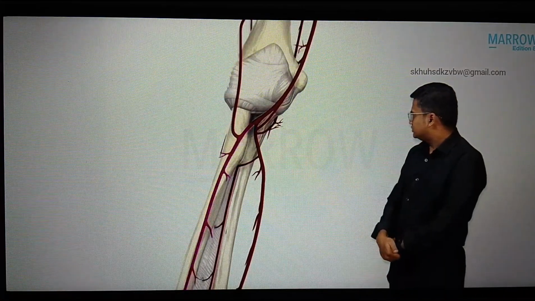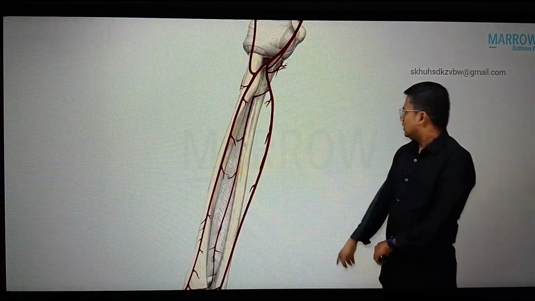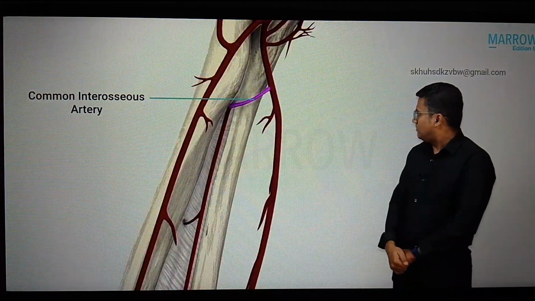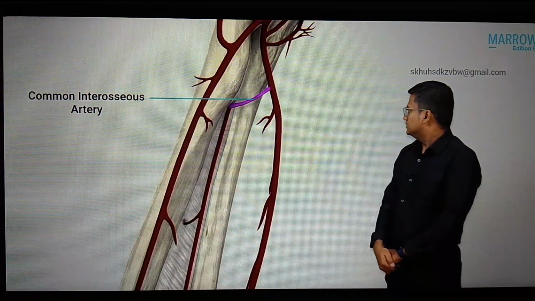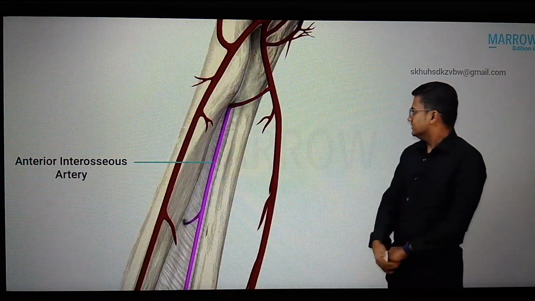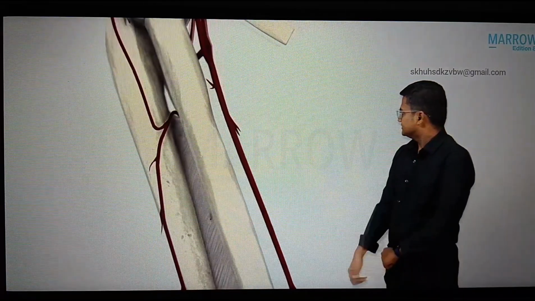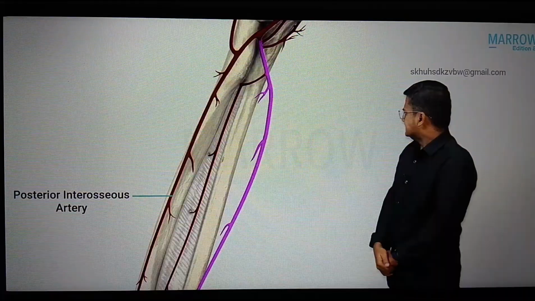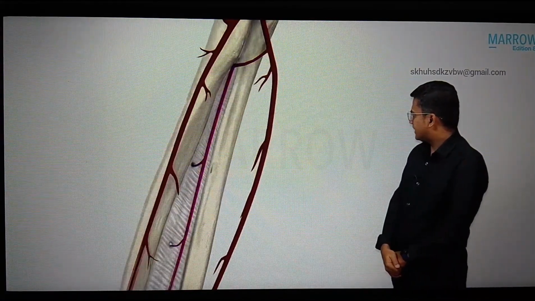Now one more branch I want to show you from the ulnar artery, that is our common interosseous artery. I told you, the common interosseous artery is a branch of the ulnar artery. Now the common interosseous artery divides into the anterior interosseous artery and the posterior interosseous artery. Can you see the branch here? Posterior interosseous artery. Now the anterior interosseous artery pierces the interosseous membrane.